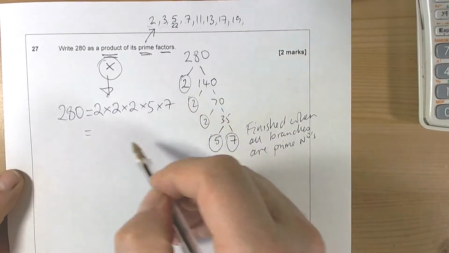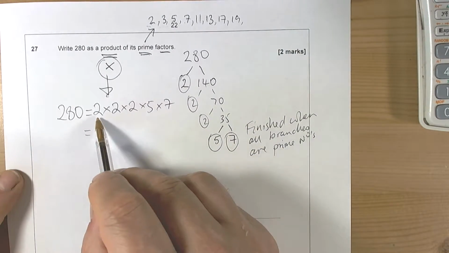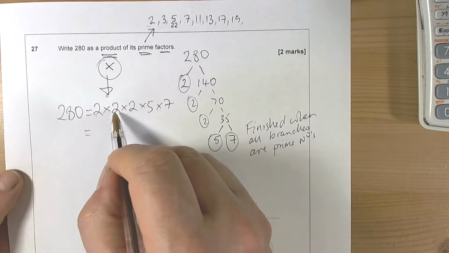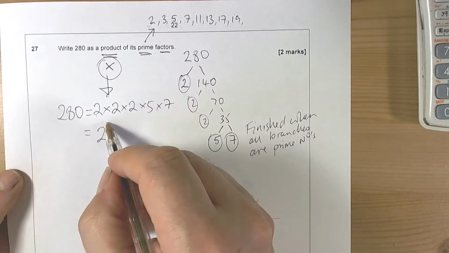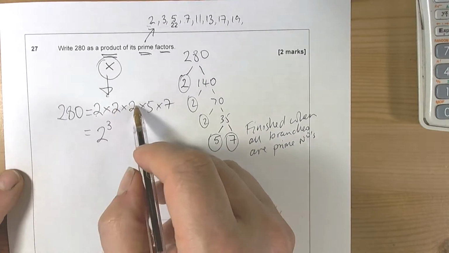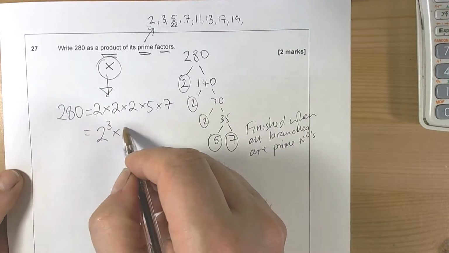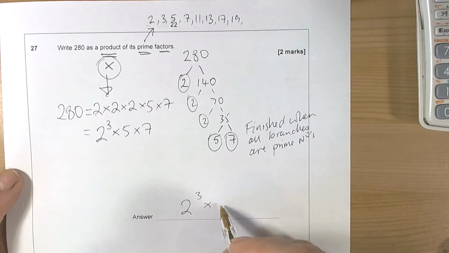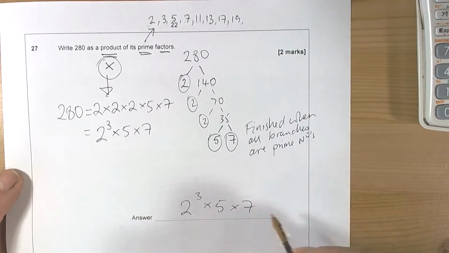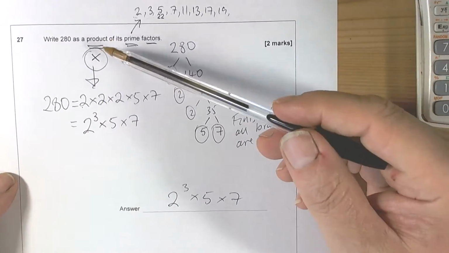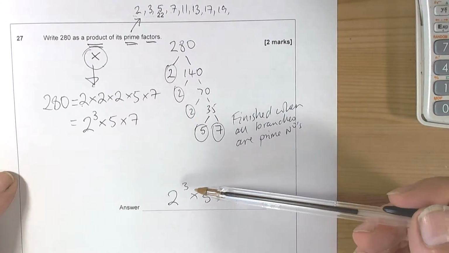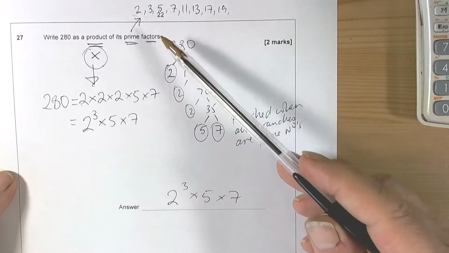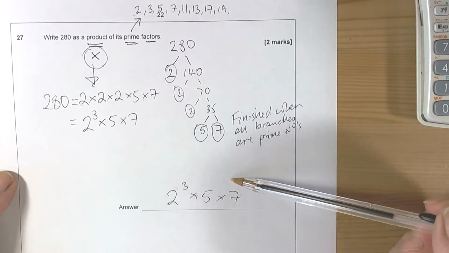And what the examiners would really love you to do is to shorten this down where you can, write it as simply as possible. When you multiply the same number by itself, you can write it as powers. So 2 times 2 times 2 is the same as 2 cubed. Still got a 5 and still got a 7. So our answer here will be 2 cubed times 5 times 7. A common mistake is to miss the times sign out.